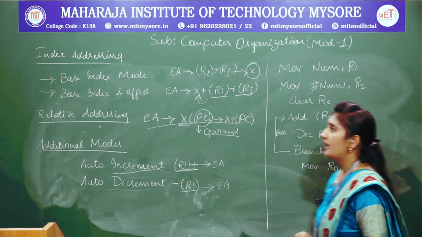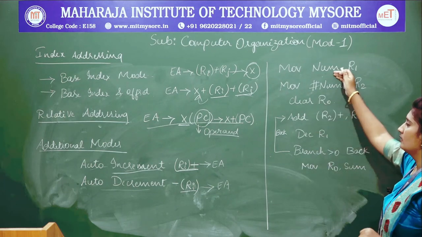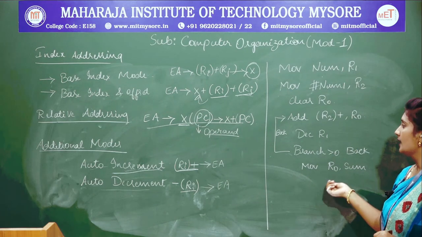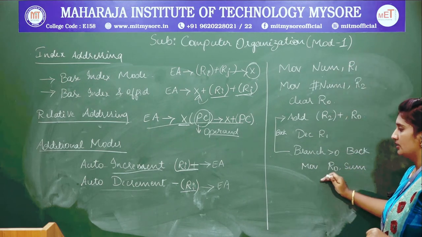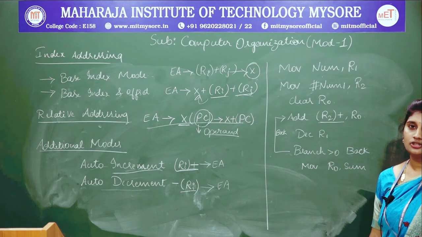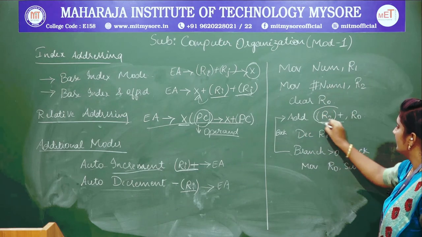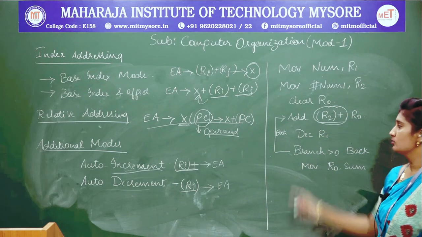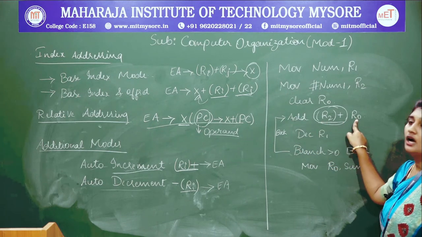Okay. So when you are writing a general program for your auto increment or auto decrement mode, in your previous direct mode and indirect mode, you have been finding the program for calculating the sum of n numbers. The same program has been written here, but the only thing is there you will be adding another instruction called add R2, R0. But here I will be directly replacing that instruction with auto increment mode. So I will be writing the instruction as add R2 plus R0.